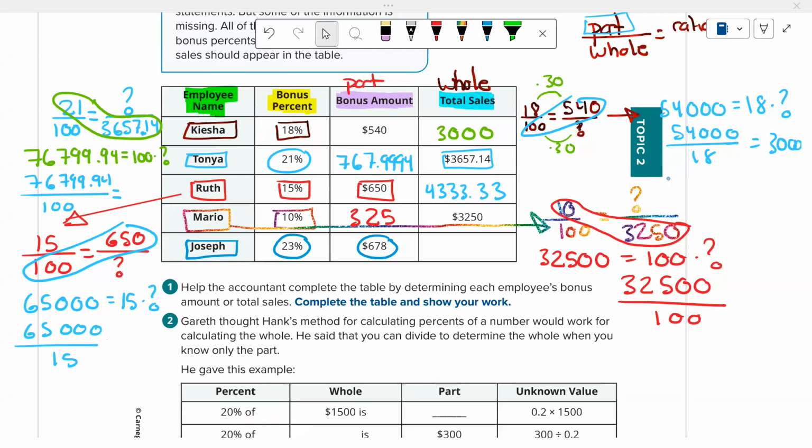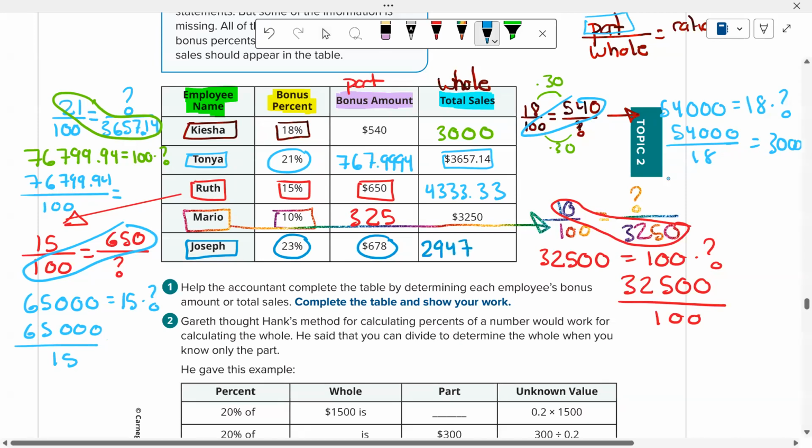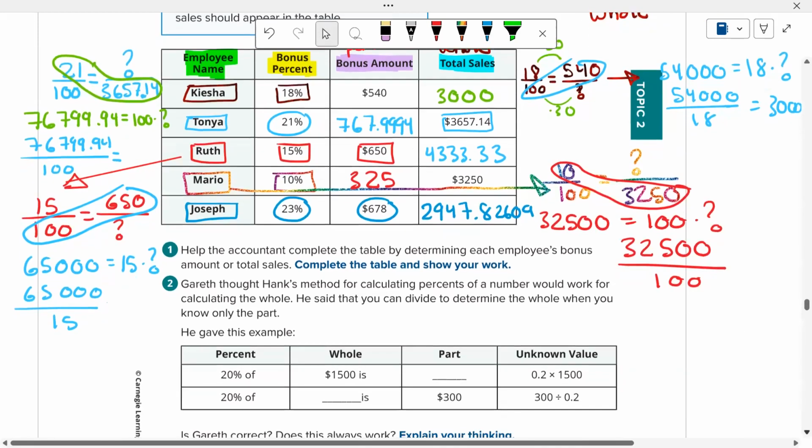All right, let's see. So here's the answer. And if you have a question about it, ask me in class tomorrow. 2,947.82609. We could round that to 83 cents, and Mr. Christian's perfectly fine. But hopefully you got that number. So we're going to scroll.